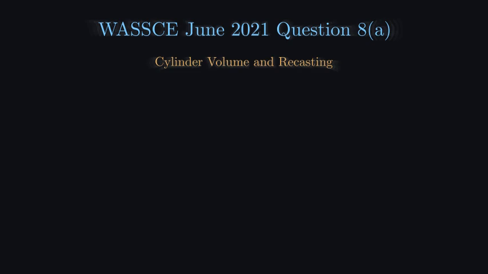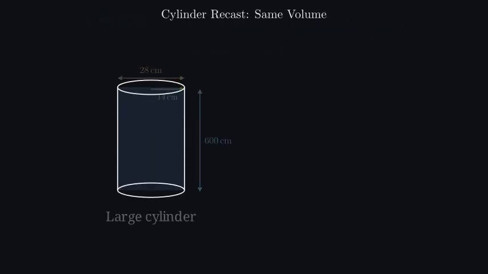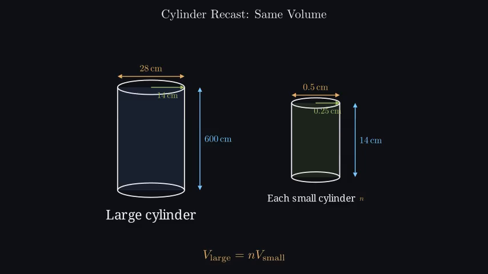Today, we are solving WASSCE June 2021 Question 8a. This question is about a solid metal cylinder that is melted and recast into smaller solid cylinders. The large metal cylinder is melted and recast into many smaller cylinders. The shape changes, but the total volume of metal is conserved.